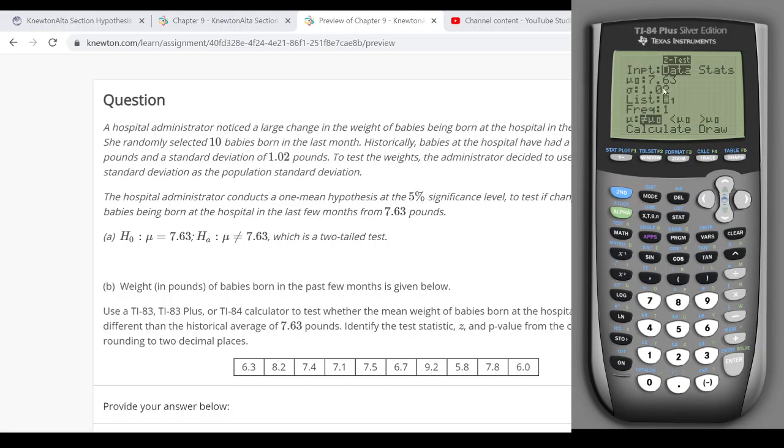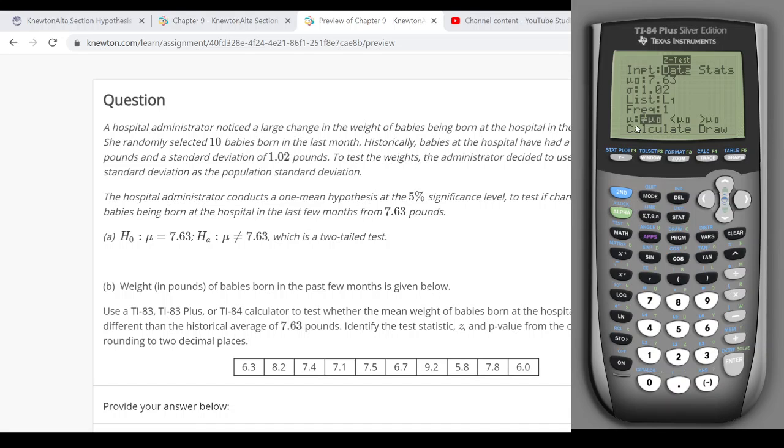All right, then for list, what list did you put this sample in? Right, these 10 baby weights, and it's already L1. Now, if you put it in a different list, just hit the second button, go 2 for L2, 3 for L3, and so on. But I already have L1. And then you have a frequency list. Now, there was no frequency list here. There was no probability list, or relative frequency. So I'll just leave that as 1, because each one of these babies was counted one time.